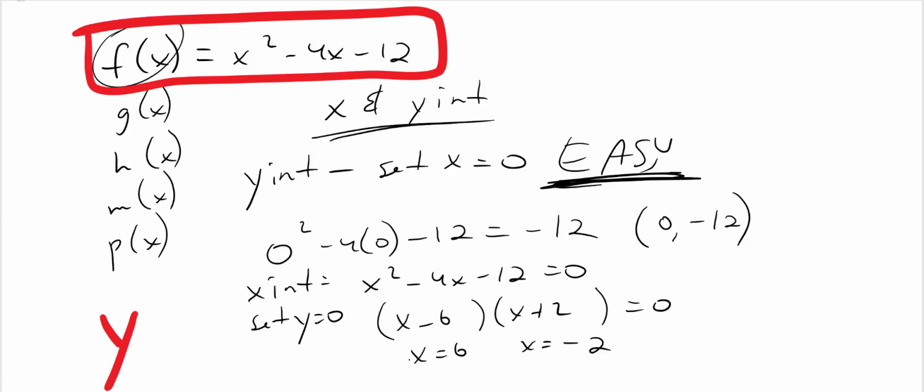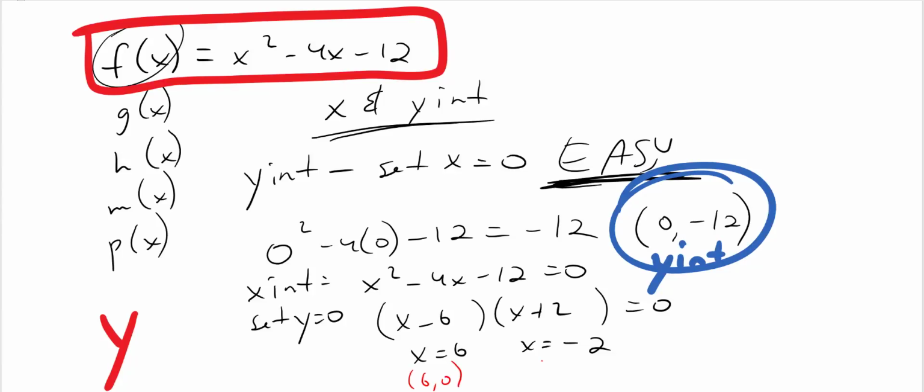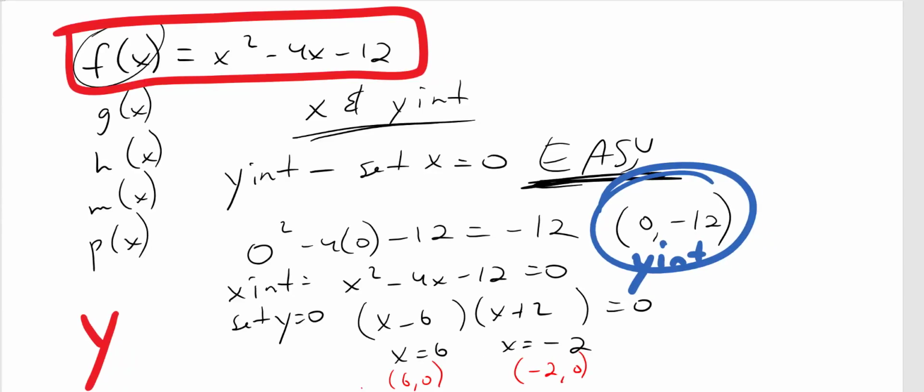So my answer for this problem for y-intercept was this guy right here. So let me write it in a different color. This is my y-intercept. 0, negative 12. And my x-intercept is 6, 0 and negative 2, 0. Okay, and that's my answer. Those are my two answers. 6, 0 and negative 2, 0. And those are my x-intercepts. Okay, it's pretty easy, really. All right, so let me give you another one here.